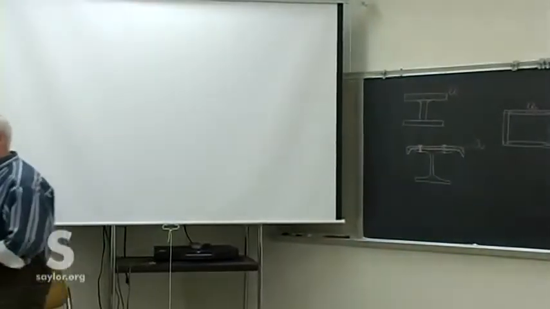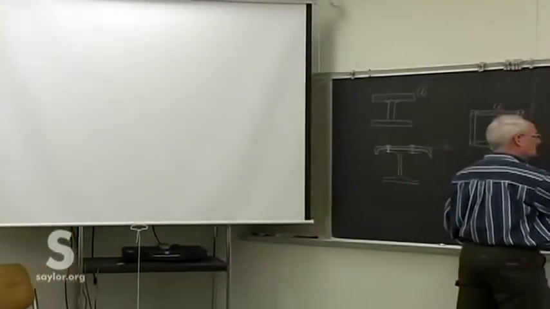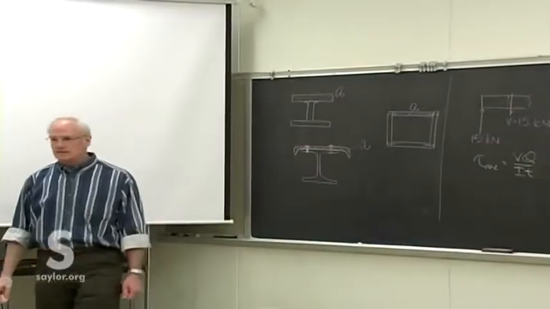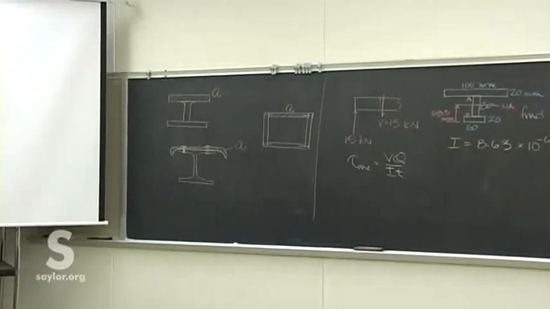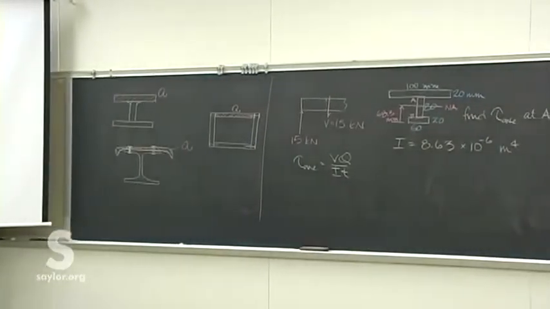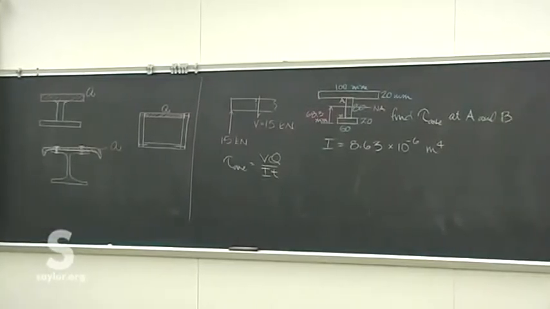All right. Everybody got the picture? All right. So you need to find the average shear stress at a piece where the transverse shear is 15 kilonewtons, and we have a beam with that kind of cross section. Then check the two spots of interest, the two planes of interest.